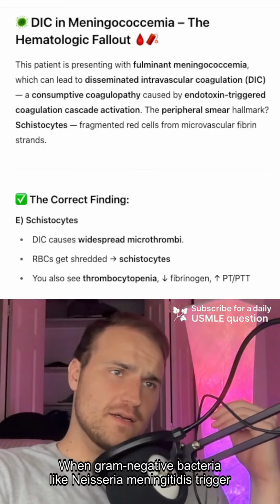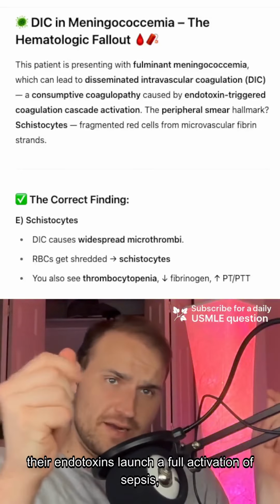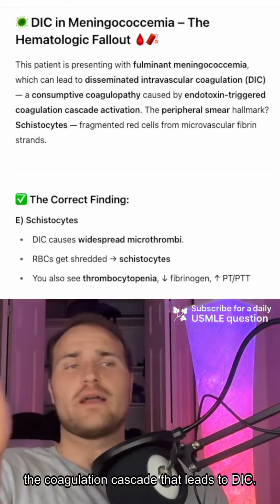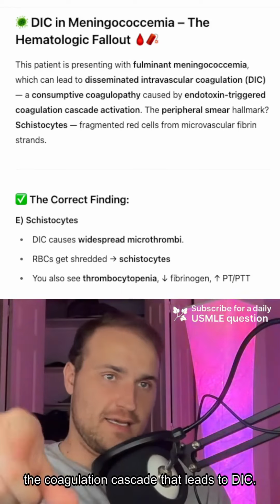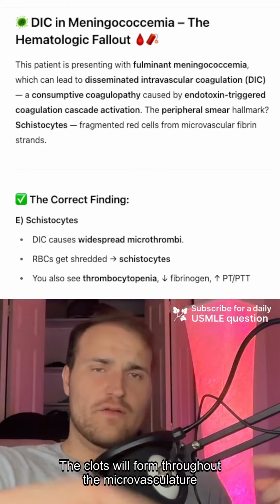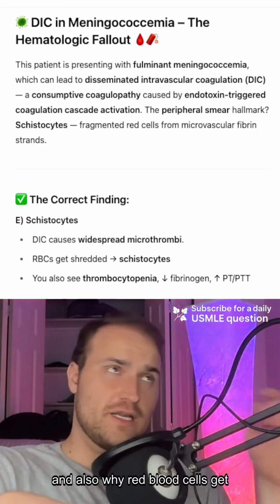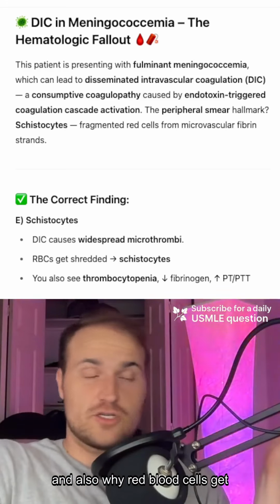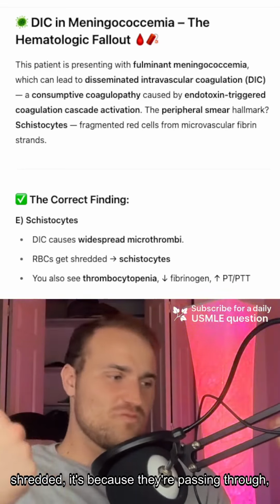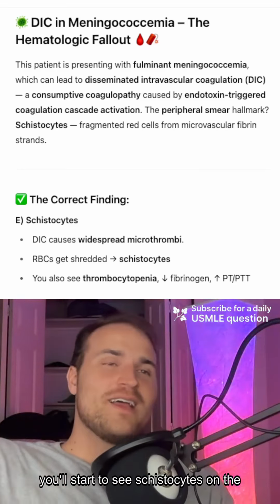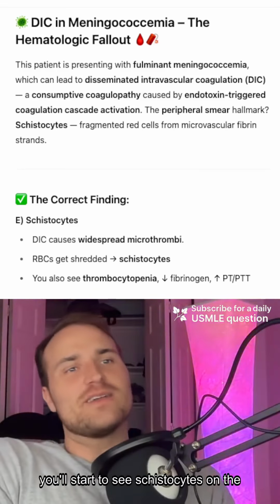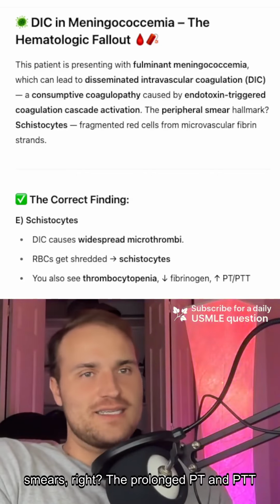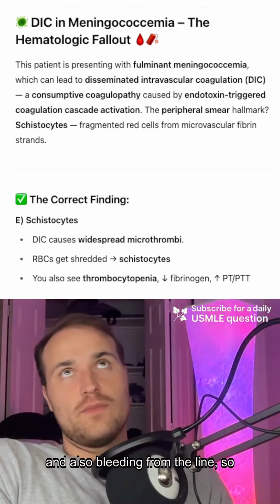When gram-negative bacteria like Neisseria meningitidis trigger sepsis, their endotoxins launch a full activation of the coagulation cascade that leads to DIC. The clots will form through the microvasculature and they consume platelets and fibrinogen, and also red blood cells get shredded because they're passing through, so you'll start to see schistocytes on the smears, right? The prolonged PT and the PTT and also bleeding from the line.